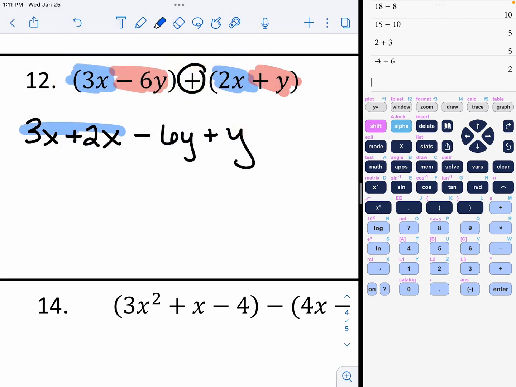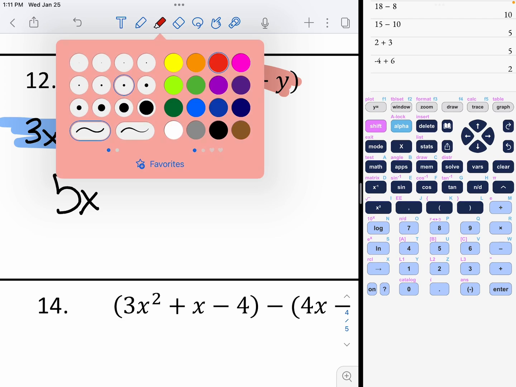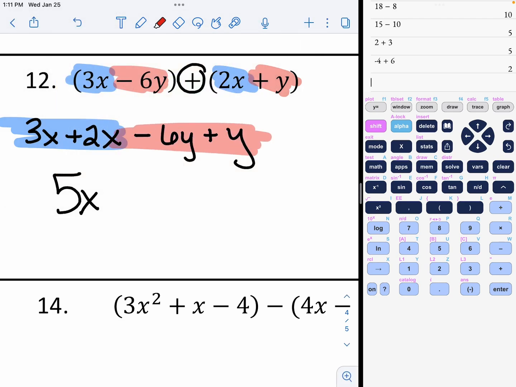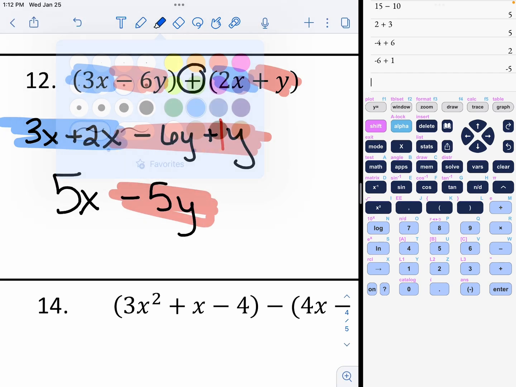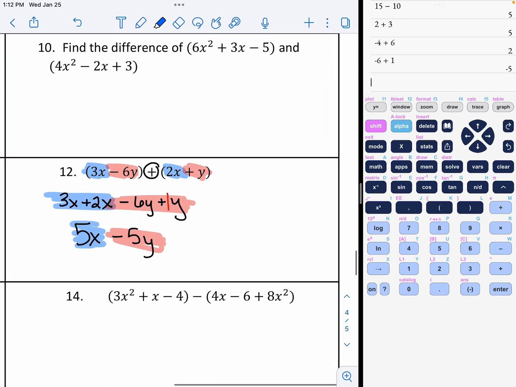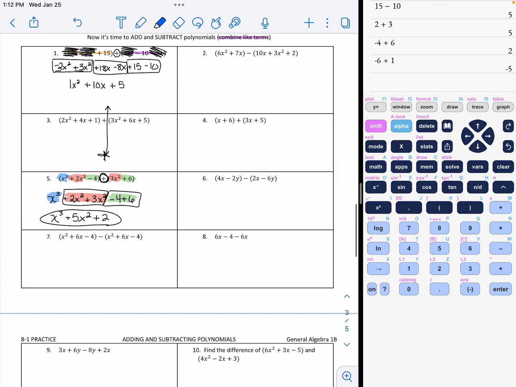Now what I need to do is add 3 and 2, and I'll get a 5 with an x because 3 plus 2 is 5. And then I need to do negative 6 plus, ooh, does anybody know what's hiding in front of that 1y? There's a 1 there. So I would have to do negative 6 plus 1, and I get negative 5. So I'm going to do negative 5y. So hopefully you can see how the red became the red, and how the blue became the blue, combining like terms.